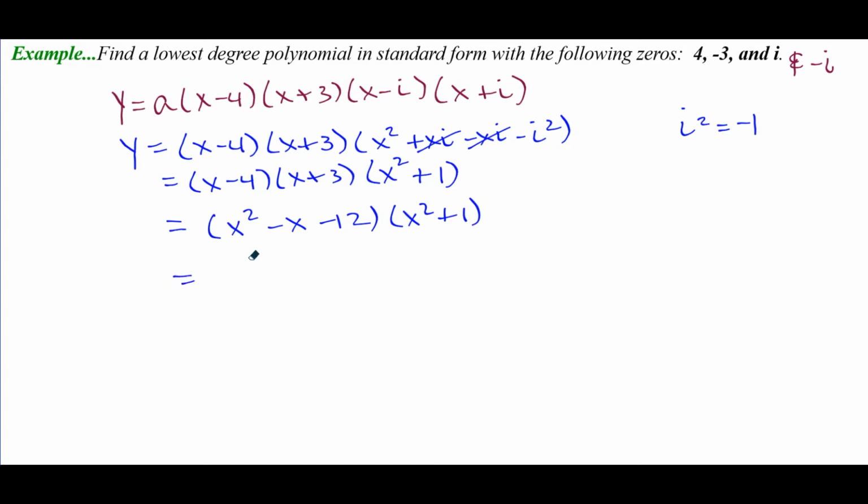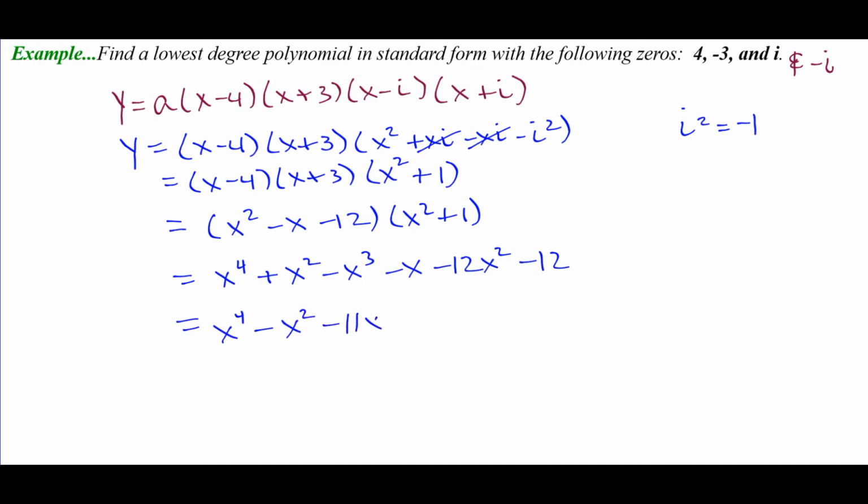Multiplying this out, we're going to get x to the 4th plus x squared minus x cubed minus x minus 12x squared minus 12. And then combining our terms, we get x to the 4th minus x cubed minus 11x squared. Should have been a cubed, sorry.